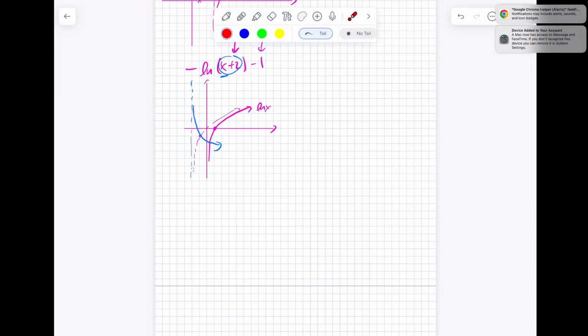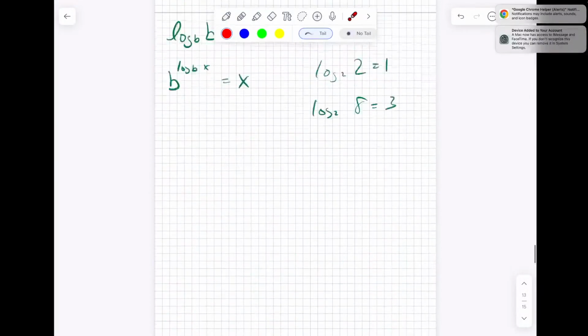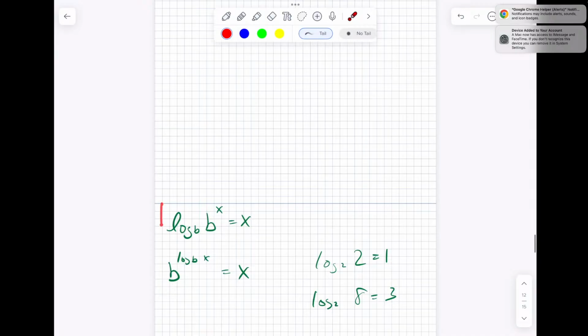Any questions about this part? Now we know how to graph logarithms, and we know how to use this property. In today's work, you're going to have to use this property. Okay.